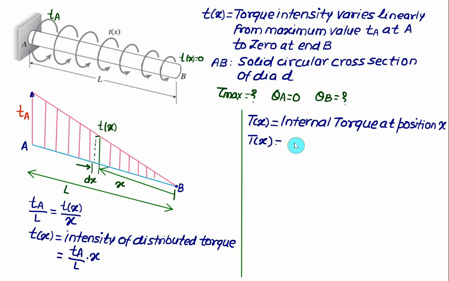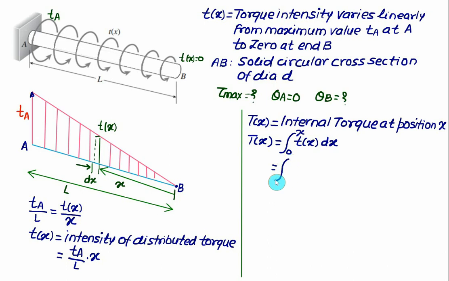So we have Tx equal to integral of tx into dx from 0 to x. So this is generalized expression we can develop for the internal torque at position equal to x. So let's substitute here.